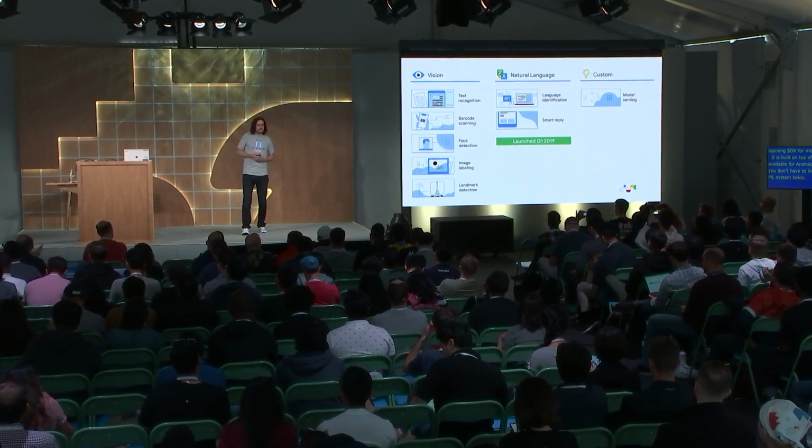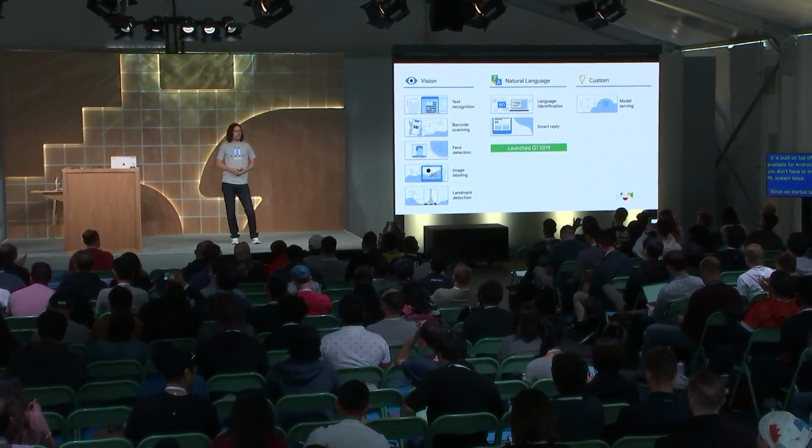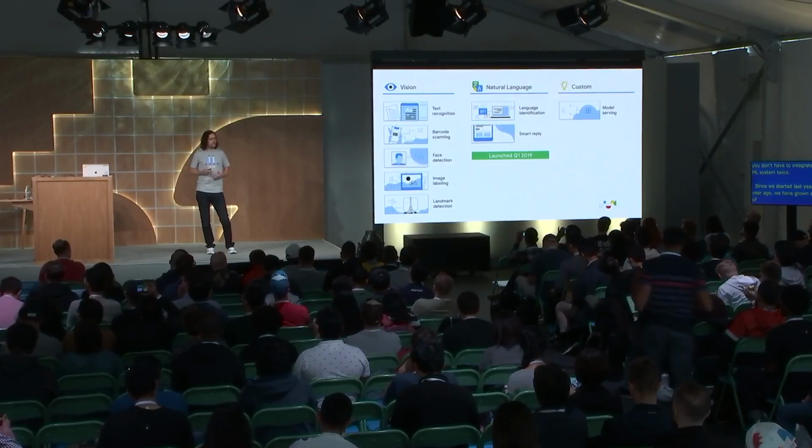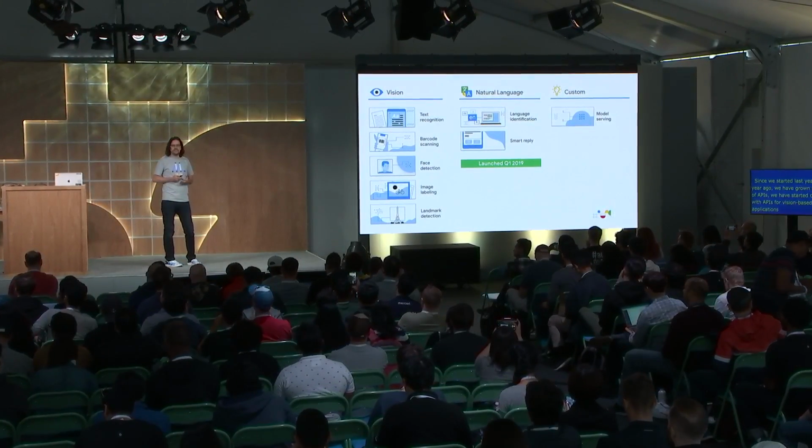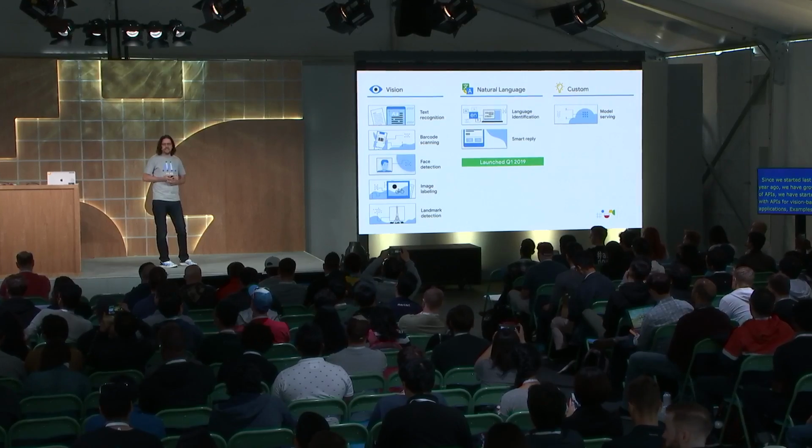That makes it easier for you because you don't need to integrate an ML solution twice, one time on Android and one time on iOS. Since we started MLKit last year, exactly a year ago, we have grown the set of APIs. We started off with APIs for vision-based applications. Examples are text recognition, barcode scanning, and image labeling.